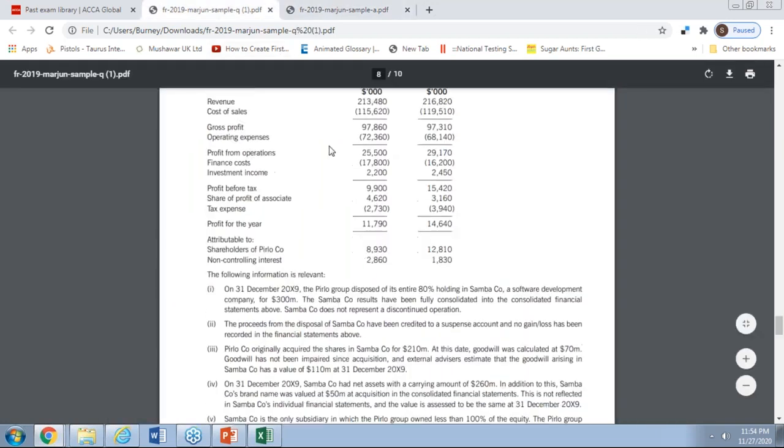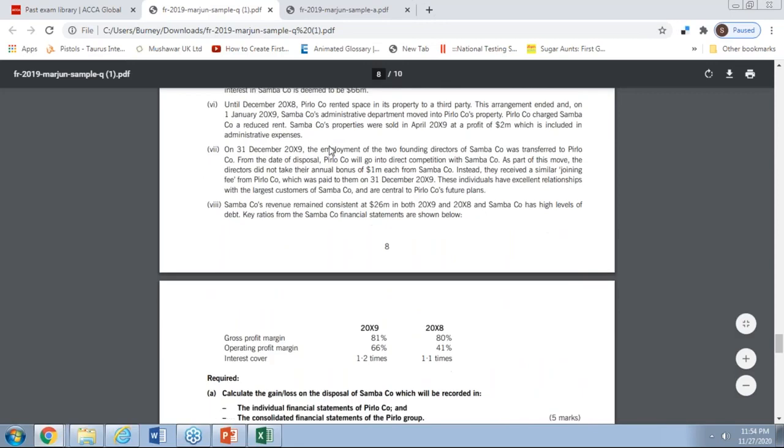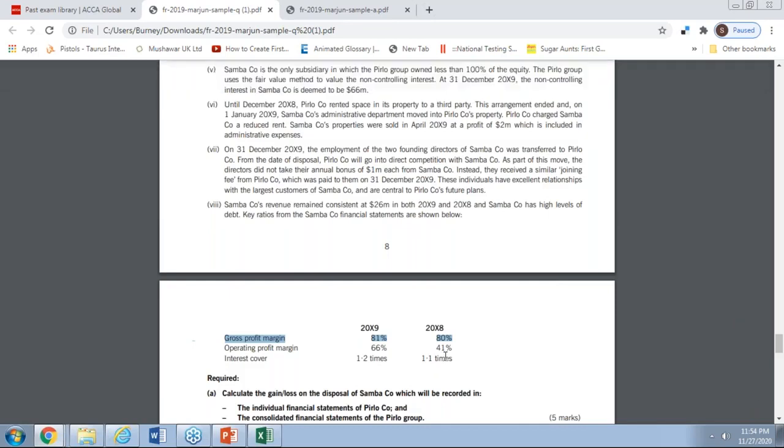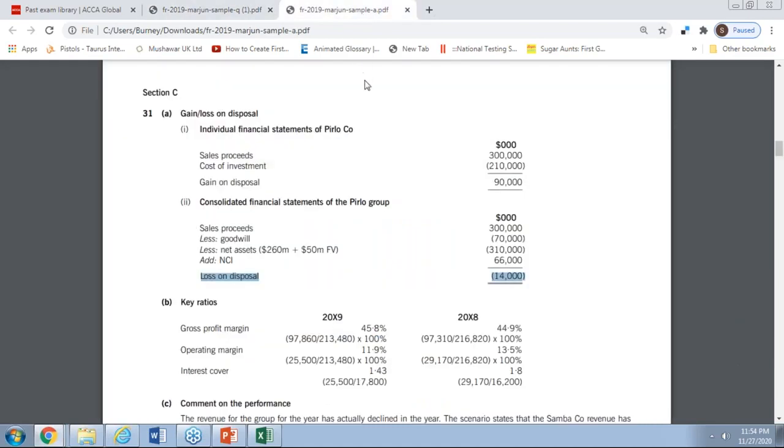Besides the fact that the Samba company is a profitable company. Check the profitability of the Samba. It's 80% and 81% gross profit, and 41% and 6% operating profit. So is it a good decision for the company to sell this profitable company? So this is a question mark. Okay.